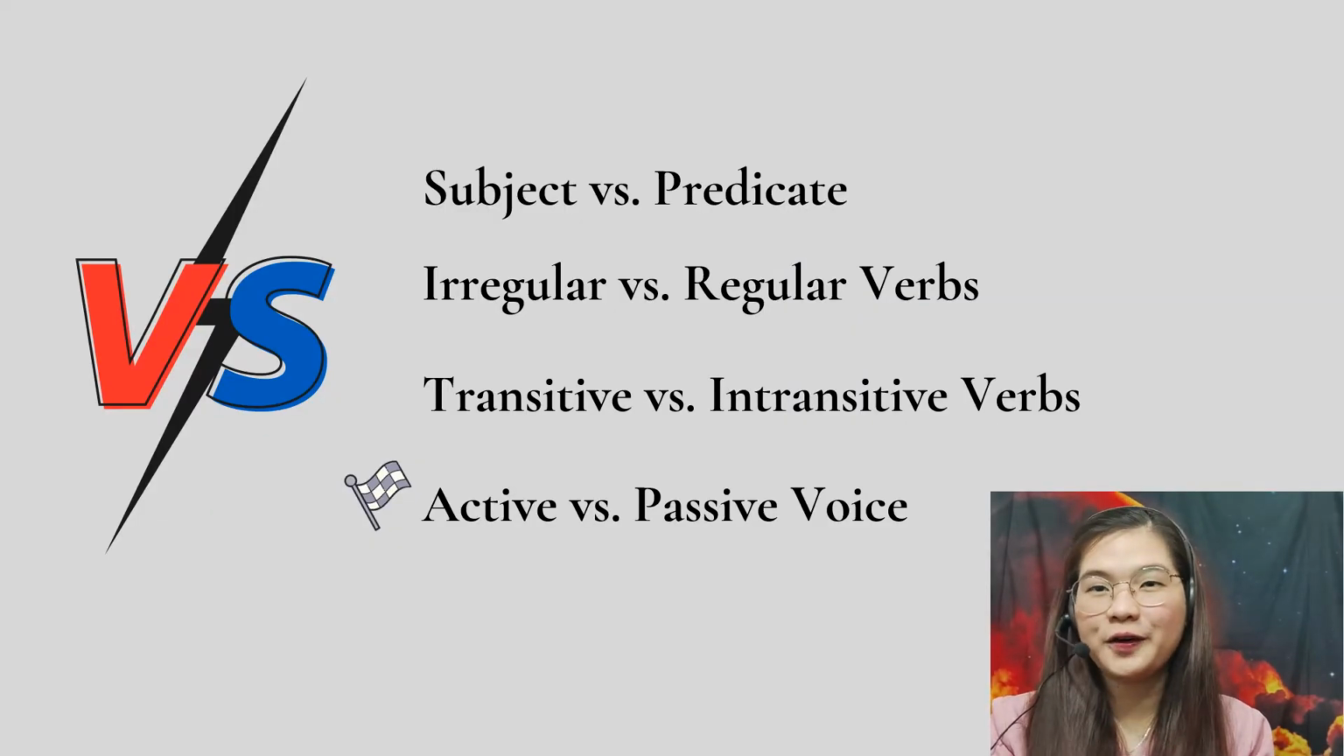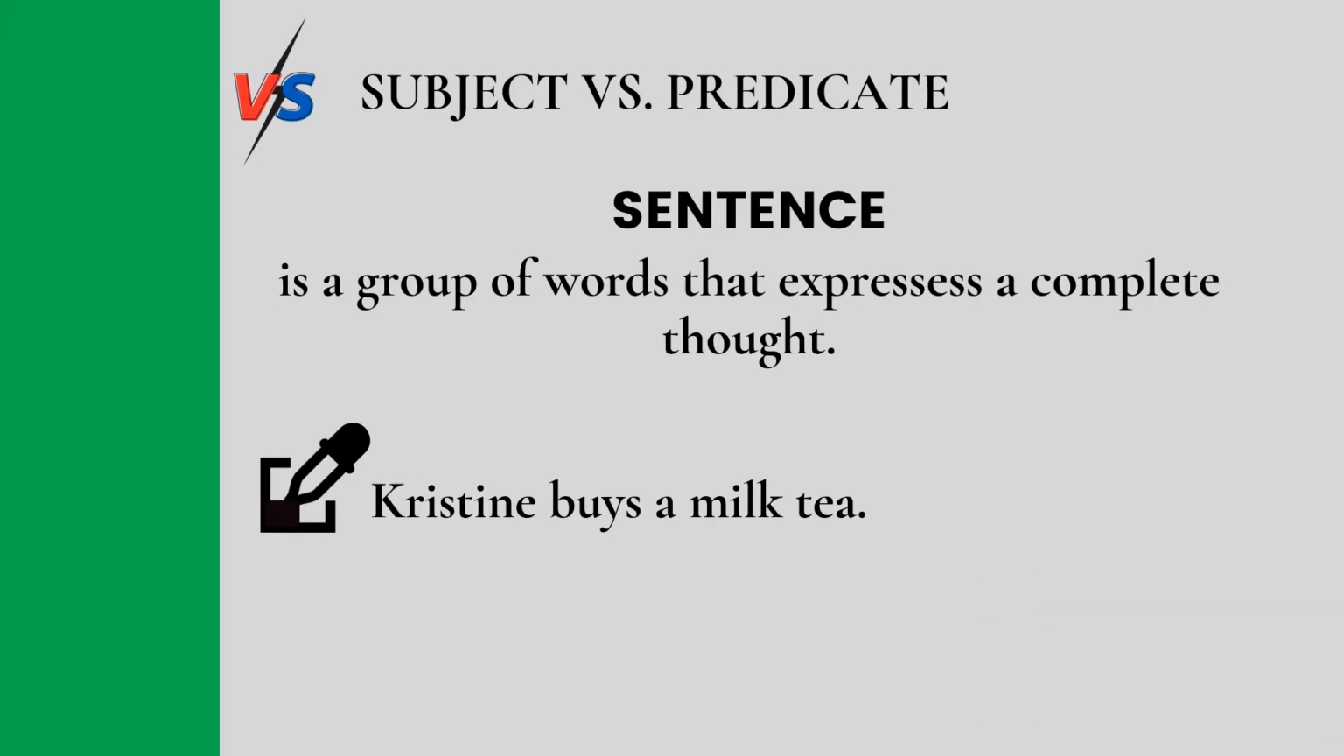But before we go to our main topic, let us have a review on the following terms to make this topic easier to understand. Let us have the versus battle, the battles between subject and predicate, irregular and regular verbs, transitive and intransitive verbs, and the last round, active and passive voice. The first battle begins. Subject versus predicate.